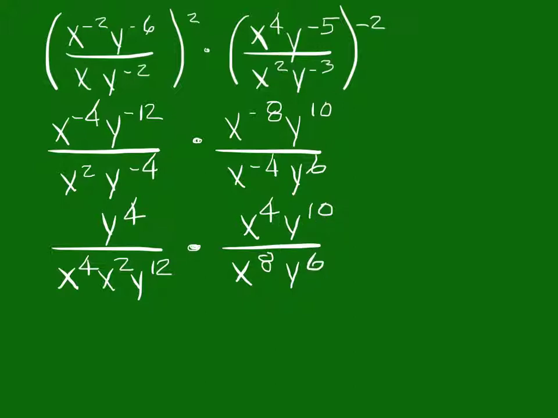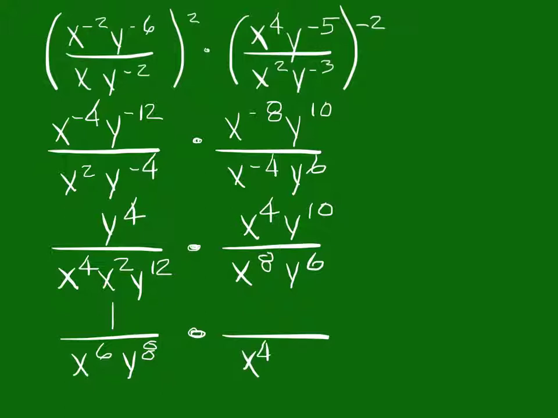Now simplify the expressions where you can. On the bottom you will have x to the 6th from 4 plus 2, and then y to the 4th over y to the 12th. The largest exponent is on the bottom, and then you'll have 12 minus 4, which is 8. On the right hand side, x to the 4th over x to the 8th. The larger exponent is on the bottom. 8 minus 4 is 4.